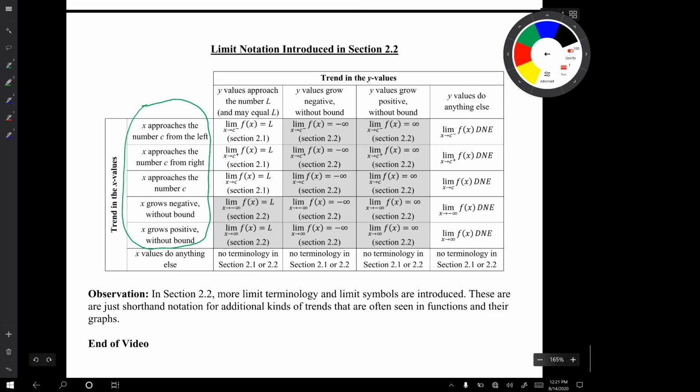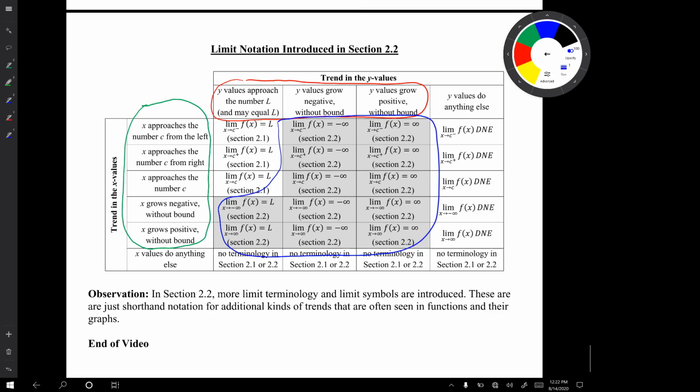And the kinds of trends in the y values that we are looking for now are these things. We're looking for y values approaching a number L, or y values growing more and more positive without bound, or more and more negative without bound. So in this table, all of this shaded gray stuff is the stuff that we discussed in section 2.2. New terminology and new notation that are abbreviations for new kinds of trends, or trends that we did not have abbreviations and notation for in section 2.1.